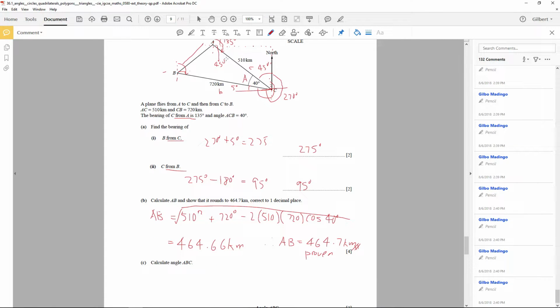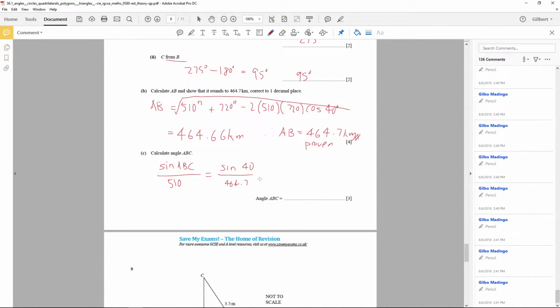Calculate the angle of ABC. To calculate this angle here, for this question, you just have to use your sine rule. Since AB is 464.7, and since we're looking for an angle, we should put sine on top. Sine ABC over 510 is equal to sine 40 over 464.7. Remember to use the exact values as much as possible when it's still in the calculator.